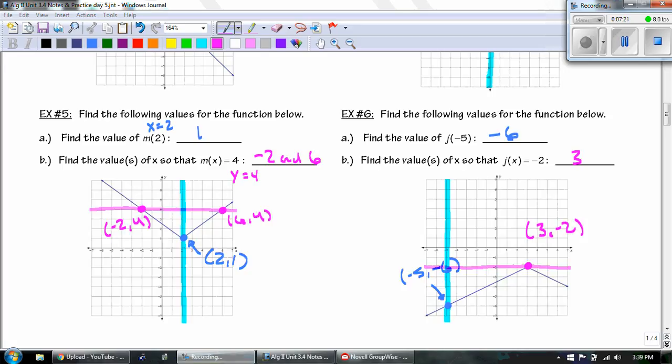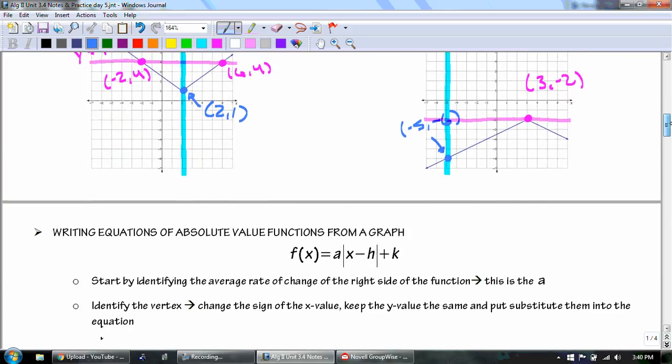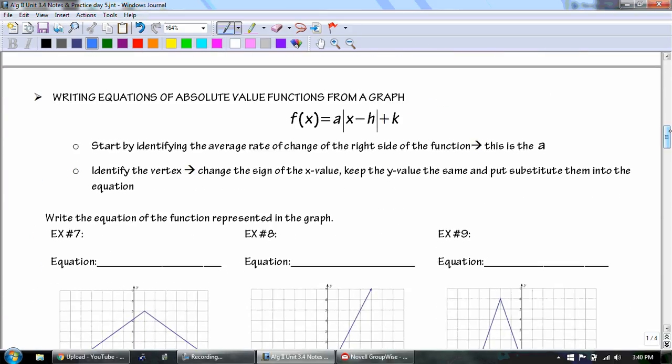Okay, and there you go. You can see me drawing the horizontal and the vertical line. My horizontal is the y equals 4. My vertical is the x equals 2. And I'm just finding the points where it crosses our function. Sound good? All right, now let's go ahead and flip it over.